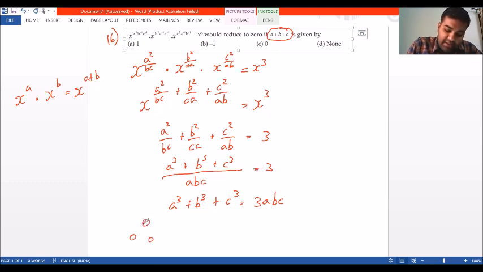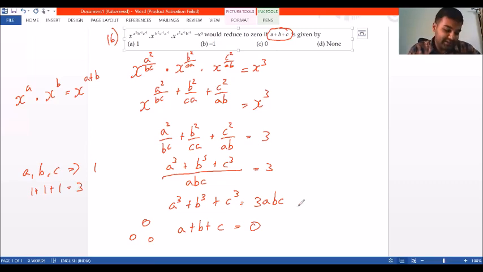Therefore, a plus b plus c is equal to 0. But I cannot say that a cube plus b cube plus c cube is equal to 3abc implies this, so I got a plus b plus c as 0. See, we have to prove this conversely. I will tell you why. If I substitute a as 1, b as 1 and c as 1, I'll get the value as 3. That is a comma b comma c as 1, I'll get 1 plus 1 plus 1 is equal to 3. So LHS is equal to RHS.